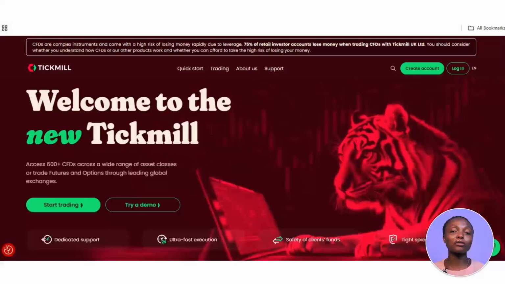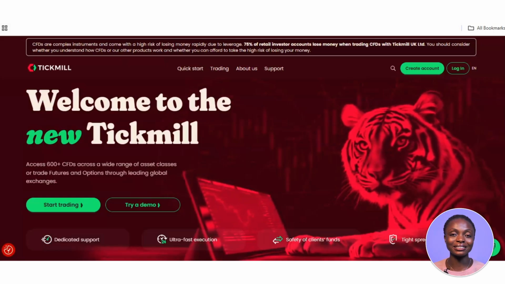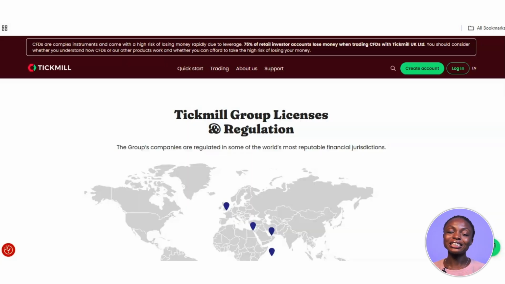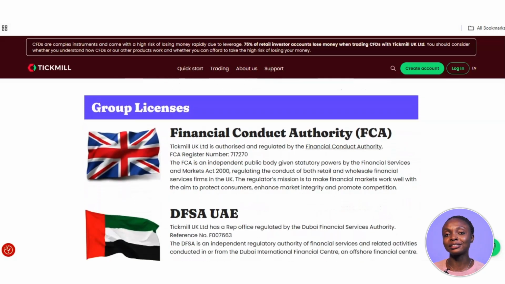Since you now understand the basics of spreads and why low spreads are important, let's review the brokers on our list, starting with Tickmill, which is a Forex and CFD broker that has been in operation for over 10 years. For trustworthiness, Tickmill is multi-regulated, holding licenses from top-tier regulators like the FCA and CySEC.